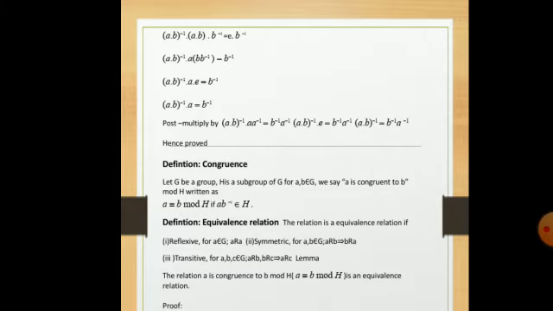We'll be getting A inverse value as E. So (AB)^-1 · E is equal to B inverse A inverse, that is (AB)^-1 is equal to B inverse A inverse. Hence proved.